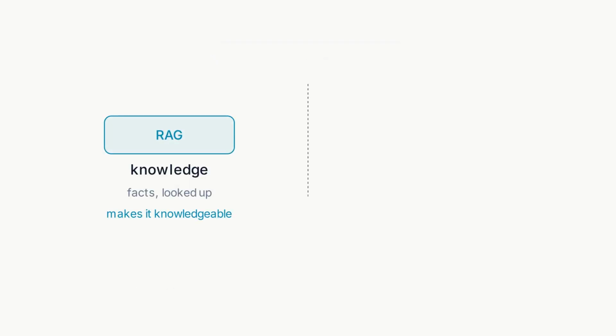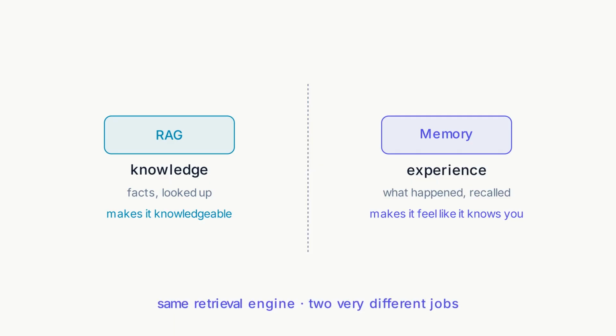So here's the clean line to hold on to. RAG is knowledge, facts about the world, looked up when needed. Memory is experience, things that actually happened between you and the agent, recalled when relevant. One makes the agent knowledgeable, able to answer from a shared body of truth. The other makes it feel like it genuinely knows you. Same underlying retrieval engine, two completely different jobs, and a serious assistant uses both at once.